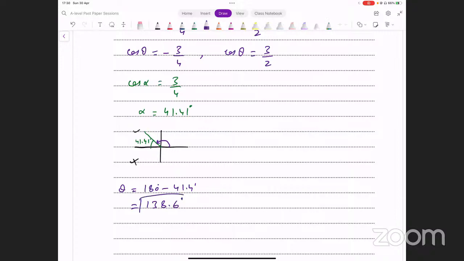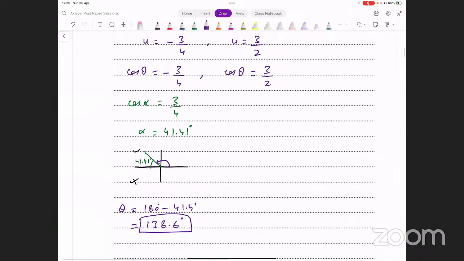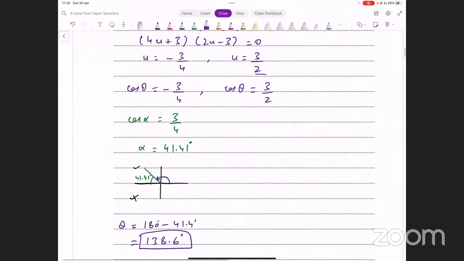Okay. Now let's look at the other equation. The other equation is cos theta equals 3 over 2. Now if you think about this, cos lies between minus 1 and 1. 3 over 2 is 1.5. That's outside the interval, so that is not going to give us any solution, right? You will not get any result from this.